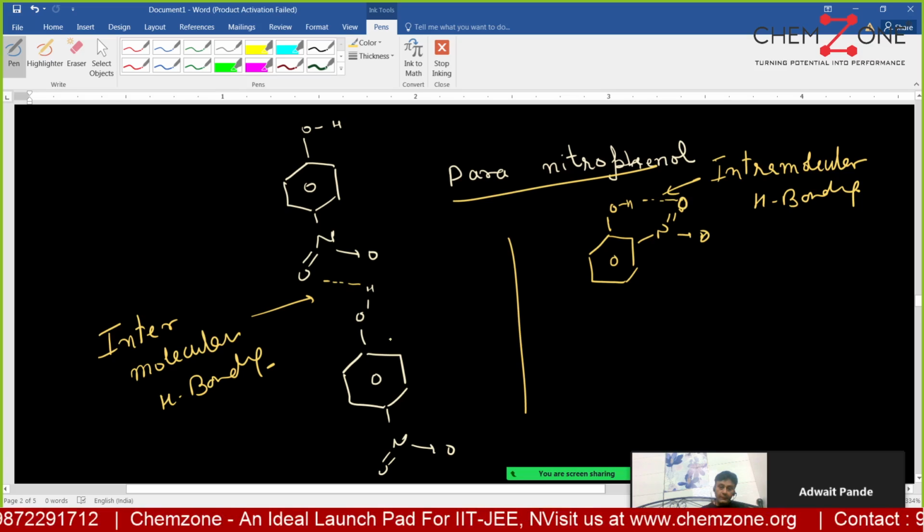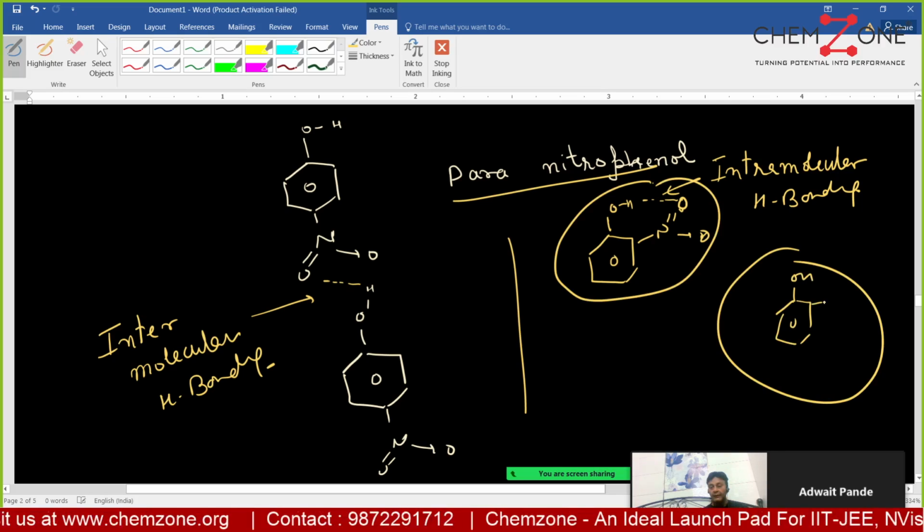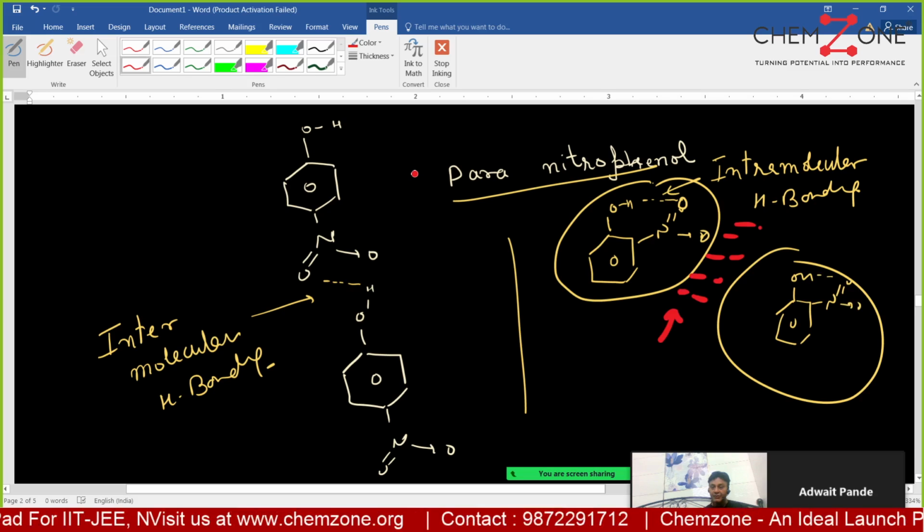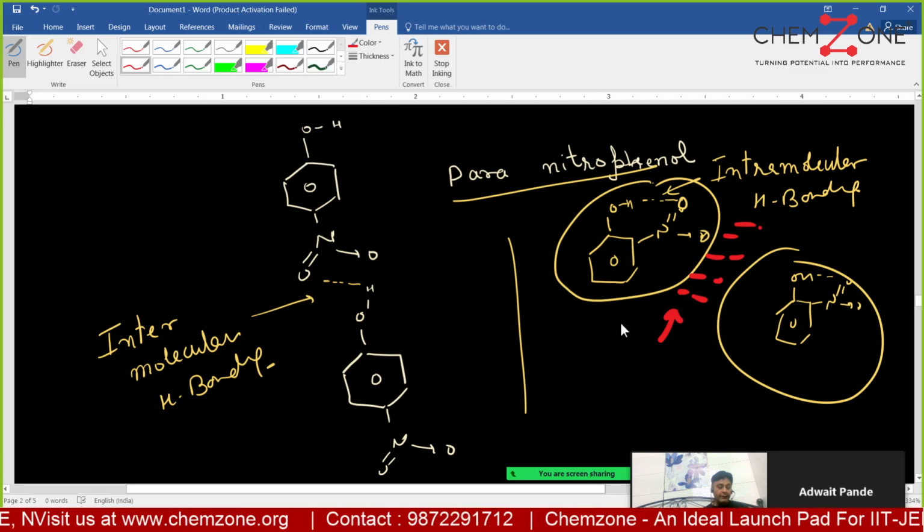Now, if I had one molecule and a similar type of molecule here, means one more orthonitrophenol in its vicinity, there must be some interaction between the two molecules, but that is not due to hydrogen bonding. This is just a very, very weak force of attraction. We call it a weak van der Waals force of attraction. Okay.